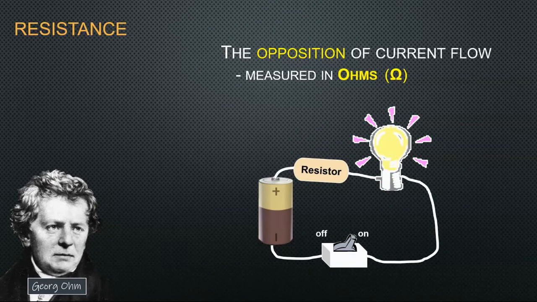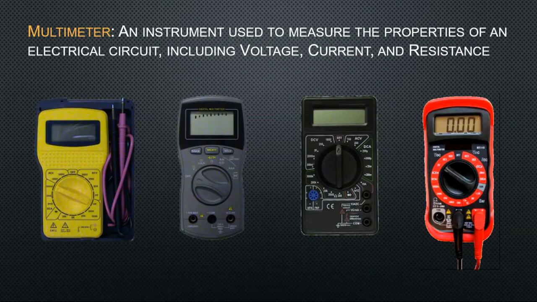Some electrical components are designed to receive an exact amount of current, and too much could damage them. So resistors might be used to reduce the current to a level that will work better for the components in a circuit. A multimeter is a tool that can measure the electrical properties of a circuit, including voltage, current, and resistance.